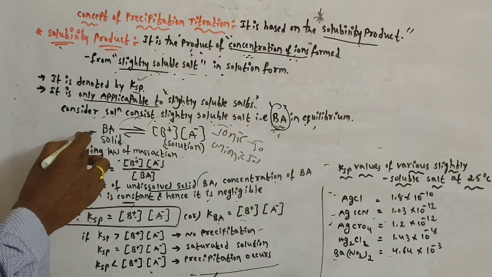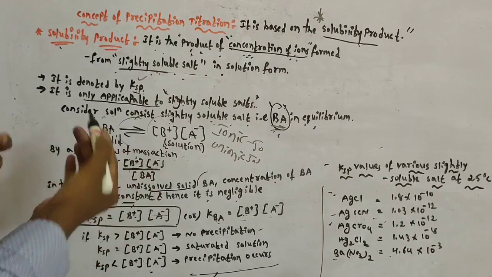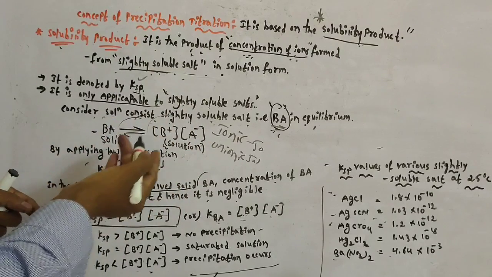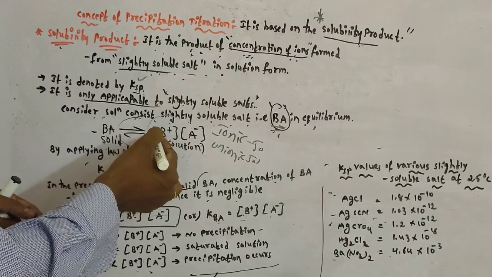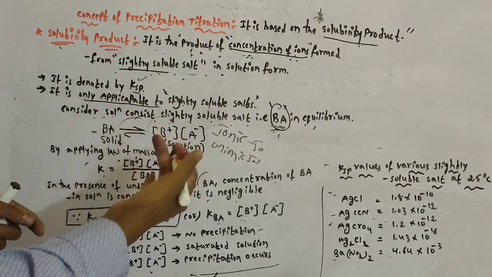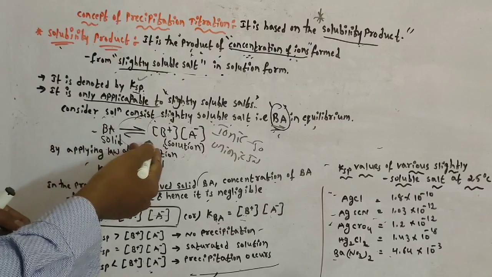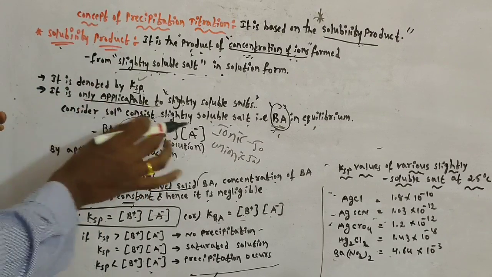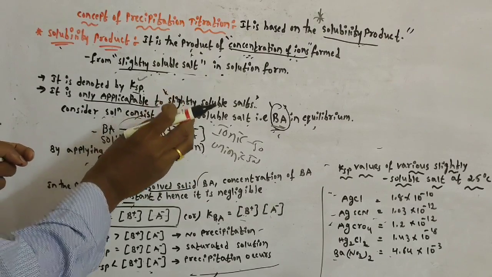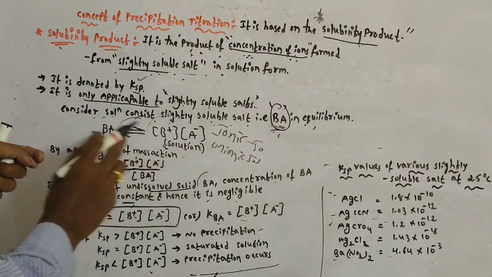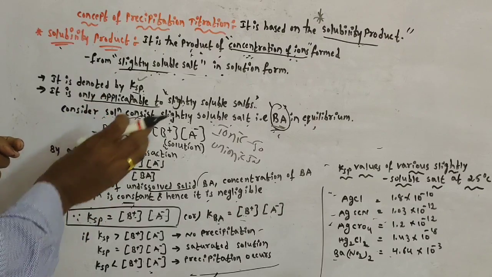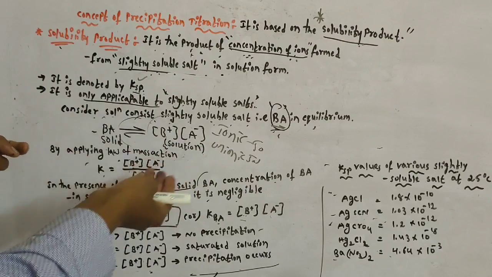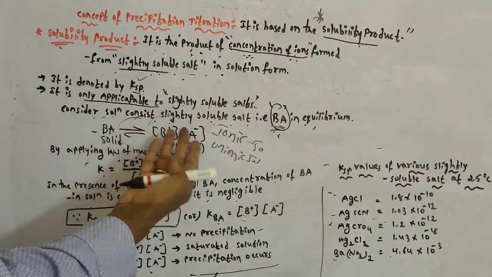Here we are applying the law of mass action. We already know that the velocity of a reaction is directly proportional to the concentration. Whether the reaction is going forward or backward depends upon the concentration. The forward reaction happens if the reactant concentration is high. The backward reaction happens if the product concentration is high. That depends upon the concentration, whether it goes forward or backward.